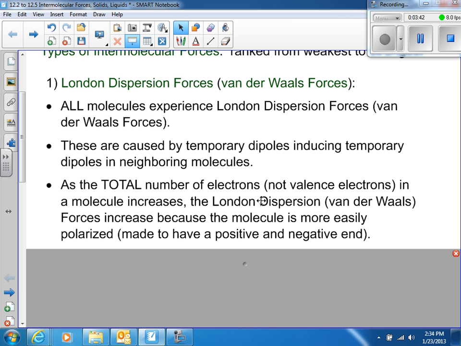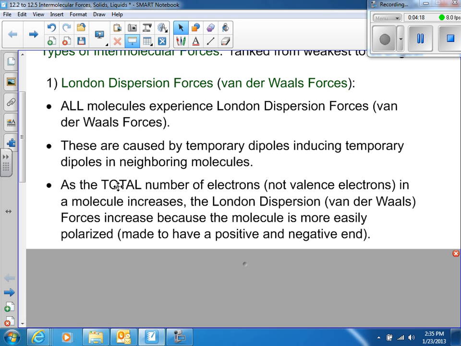And the reason is that the more electrons you have, the more easy it is to become polarized. Now this word polarized, that's just having a dipole. If you become polarized, it's because your electrons move to one side of the molecule, making a negative part of the molecule, and the opposite side would become positive, hence becoming a dipole, temporary. And that means the molecule has become polarized, which just means to have a positive and negative end. So the more electrons you have, the more easily polarized you are.